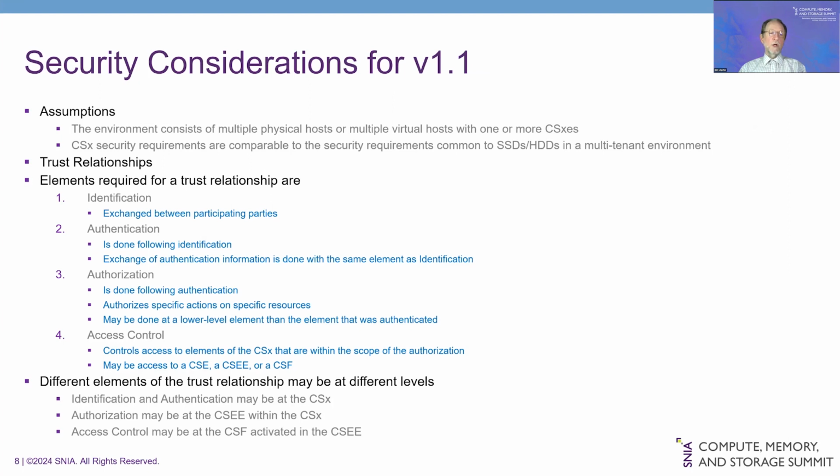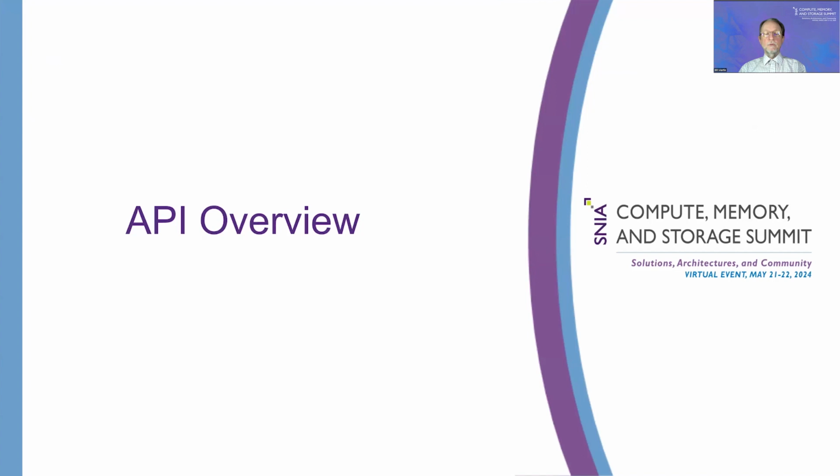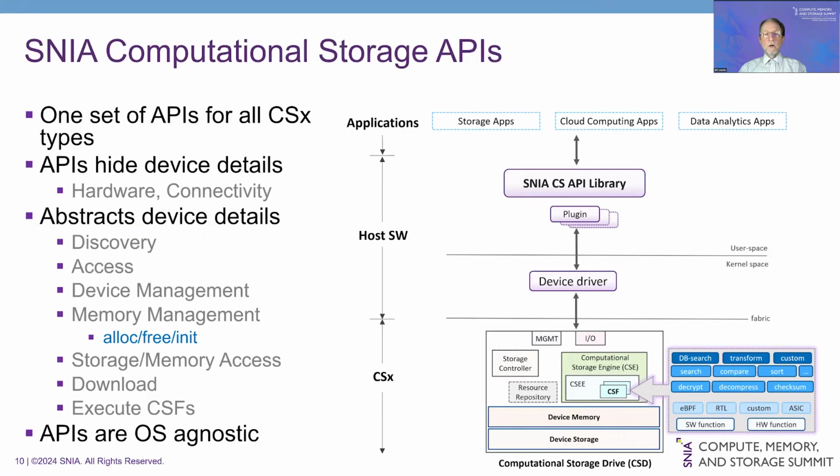The other document that we're working on is the API. And so for an overview of what's going on with the API, it is one set of functions for all CSX types. The API is designed to hide the device details, hardware, connectivity, and all of that, and simply present an interface for applications that allow those applications to operate utilizing a computational storage device and utilizing the SNIA CS API library. So it abstracts the device details like discovery, access, management, storage and memory access, download, and executing of CSFs.